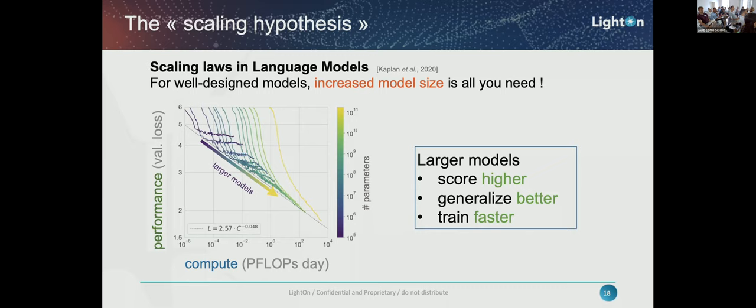Of course, it's only one answer, and there's a disclaimer here: the performance is measured by the validation loss. But yes, there's a big difference between here and here in terms of performance. So, as a bottom line, larger models score higher, very generally. They generalize better, and they train faster in the sense that there is a faster decrease with compute. So it's better to train a larger model.